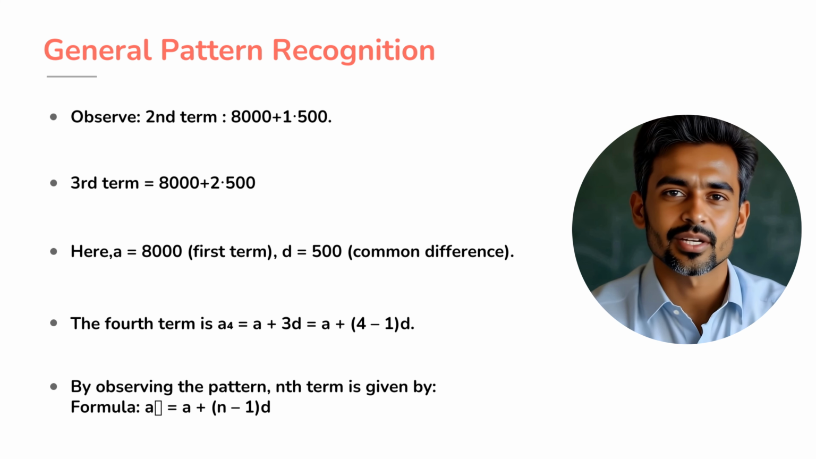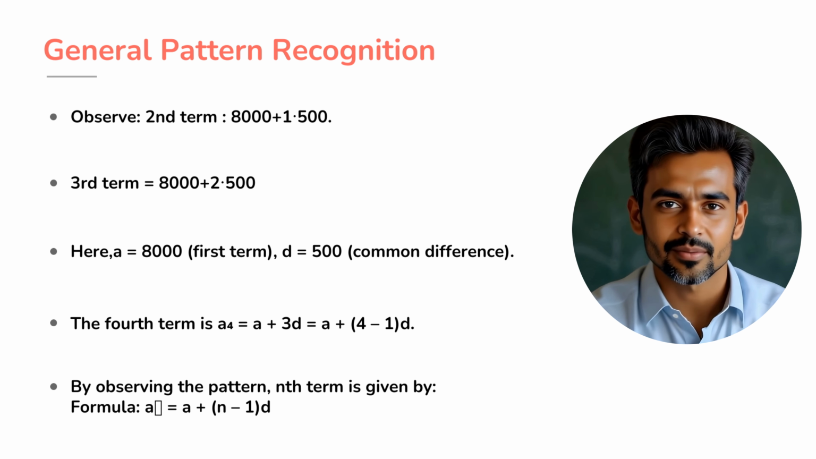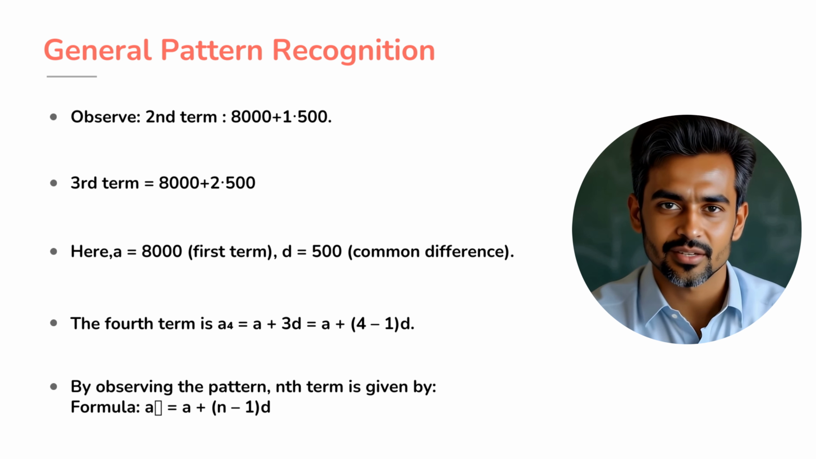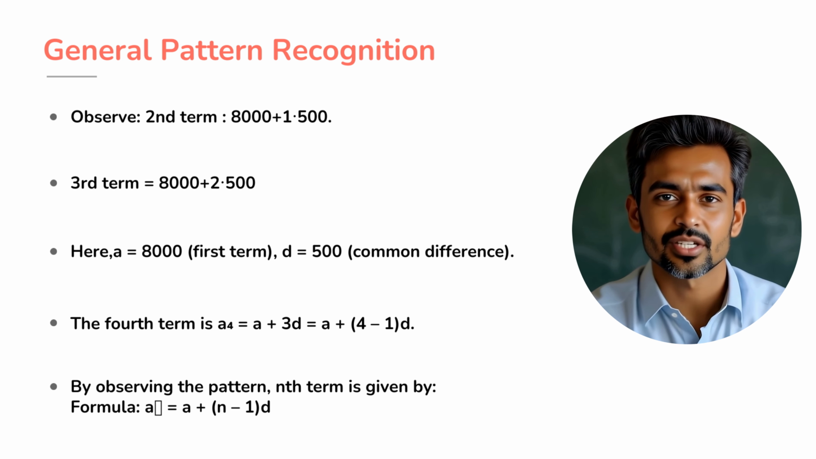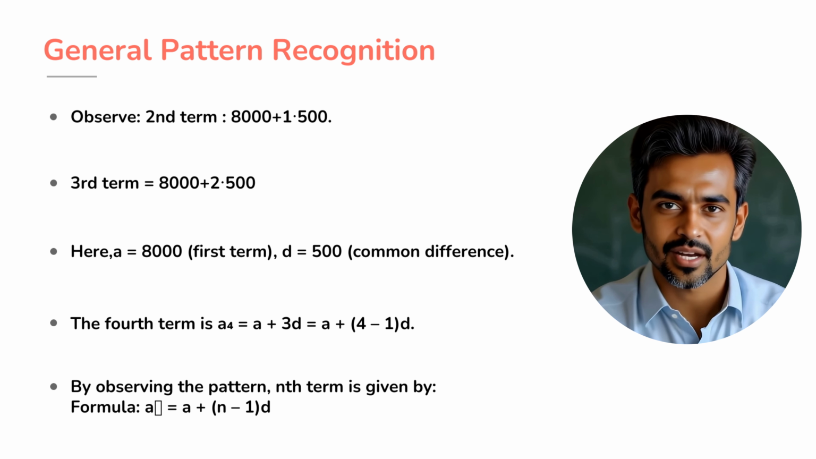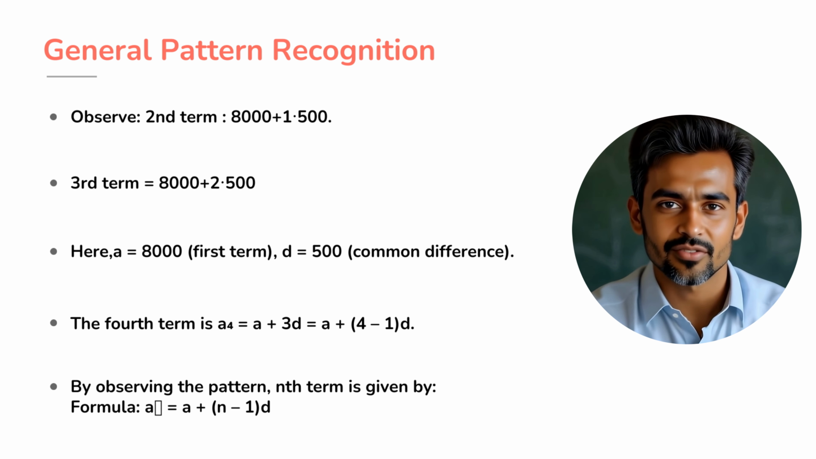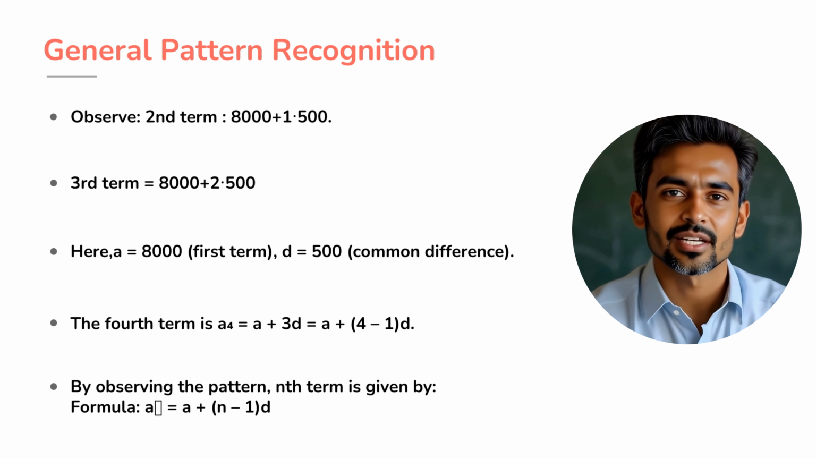Now let's zoom in on this pattern. Look carefully. The second year's salary is equal to the first term, which is 8,000 plus 1 times the common difference, which is 500. The third year's salary is equal to 8,000 plus 2 times 500. So in general, the nth year's salary follows the pattern A sub n equals 8,000 plus bracket n minus 1 bracket into 500. Here A is the first term, which is 8,000, and D is the common difference, which is 500. This pattern shows us something powerful.